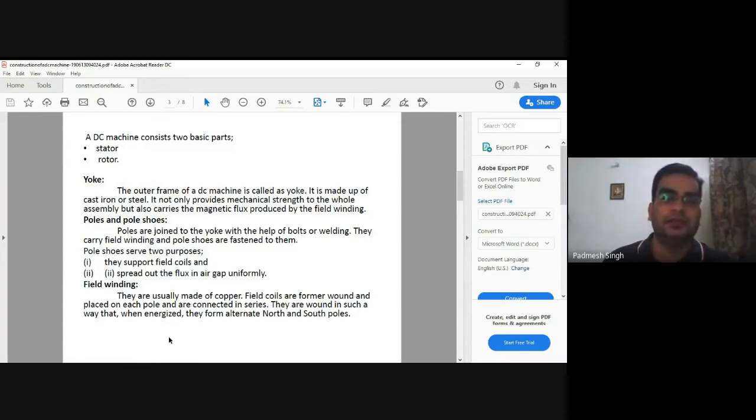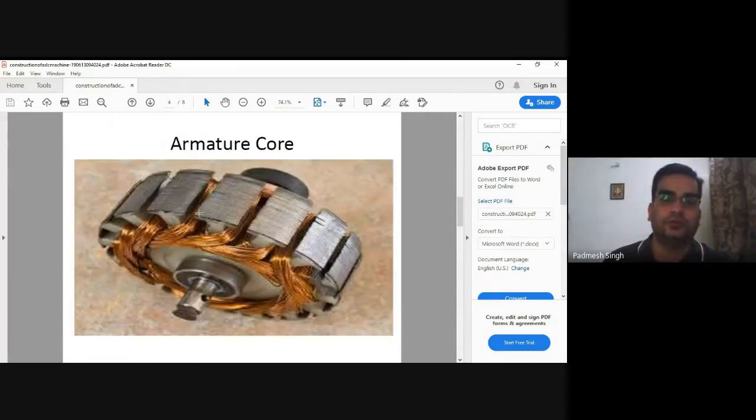Now see, this is an armature core. In this armature core, this is a shaft, and this is a bearing used to support this core. Again, on this side, this is also a bearing used to support the core.